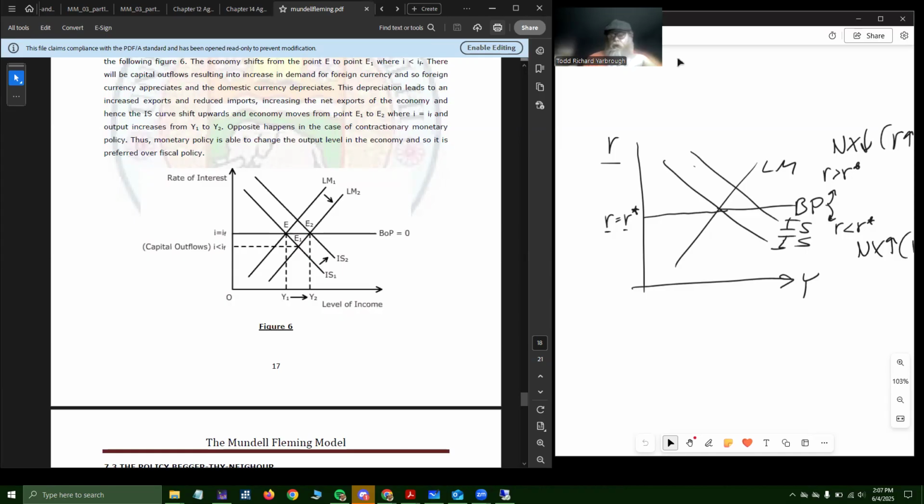So net exports are going to decline. Now, let's think about this in the context of what we saw previously, right? Which was that ultimately the fiscal stimulus put upward pressure on the IS curve, but that ultimately resulted in no change in output and just a higher exchange rate.